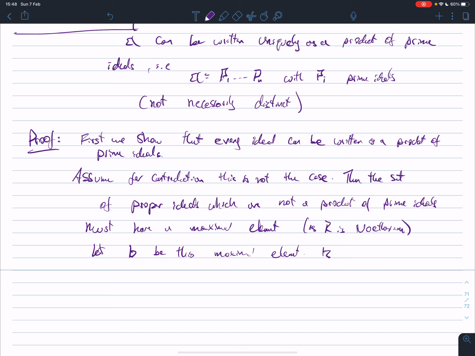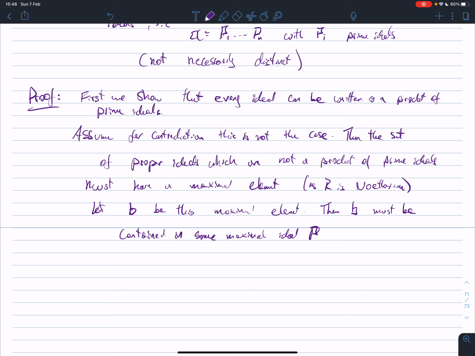So B must be contained in some maximal prime ideal. Then B must be contained in some maximal ideal. Every proper ideal is contained in some maximal ideal. Remember, all of my prime ideals are maximal, so I'm going to call it P. You usually think of prime ideal, but here they're the same. So it is contained in some maximal ideal P of R, which I also call prime.